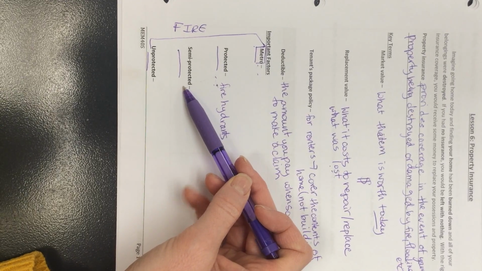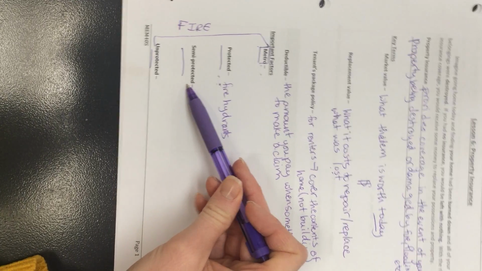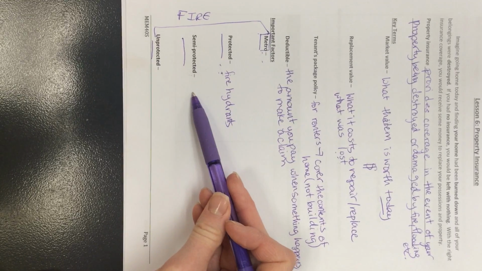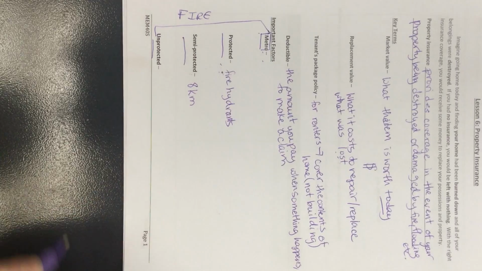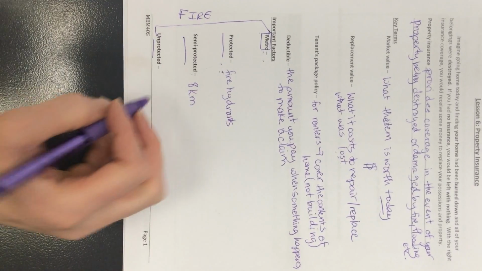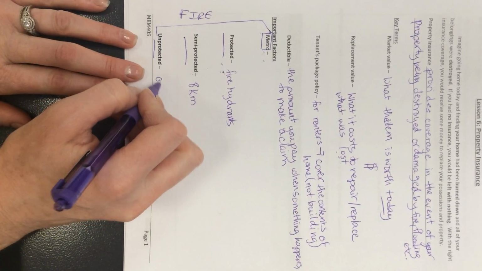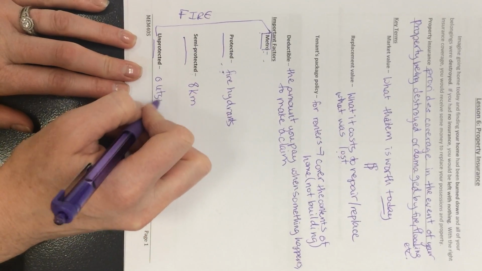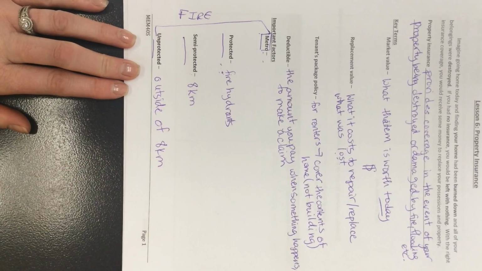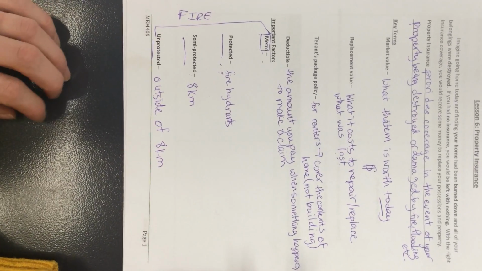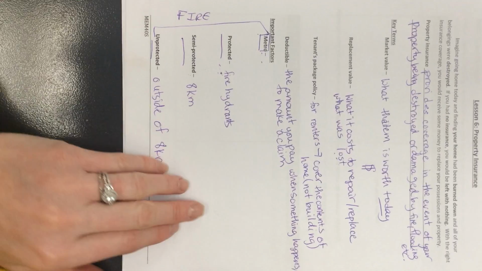Semi-protected means there are no hydrants where you live, and I'm guessing some of you are in that situation, but you're within 8 kilometers of a fire hall. And unprotected is outside of 8 kilometers. So I grew up in that situation where it would take quite a while for the fire department to be able to make it in case of a fire. Okay, moving along.